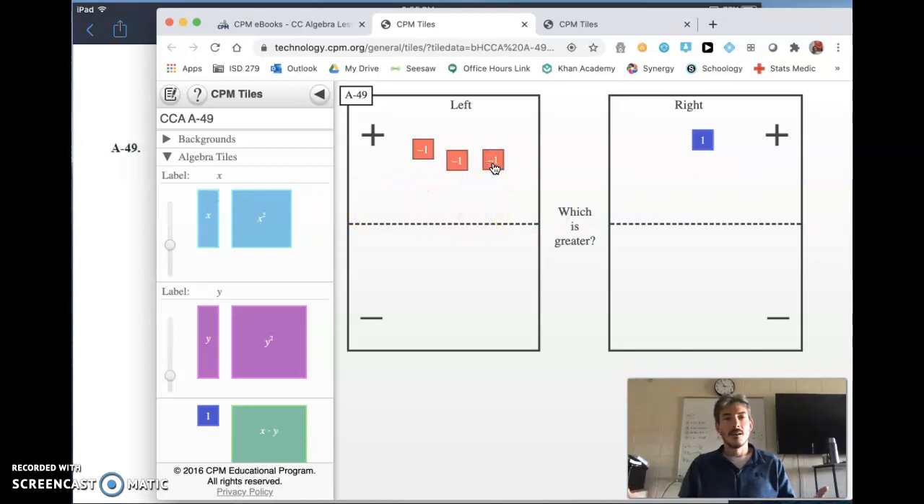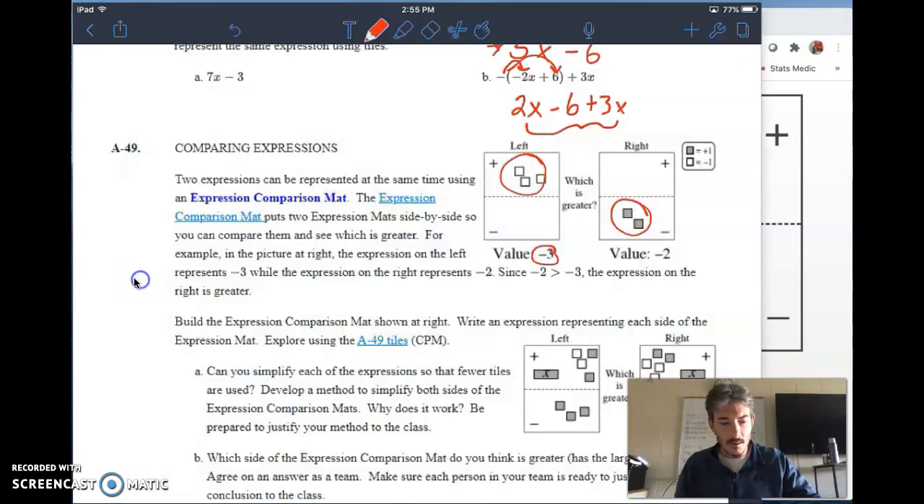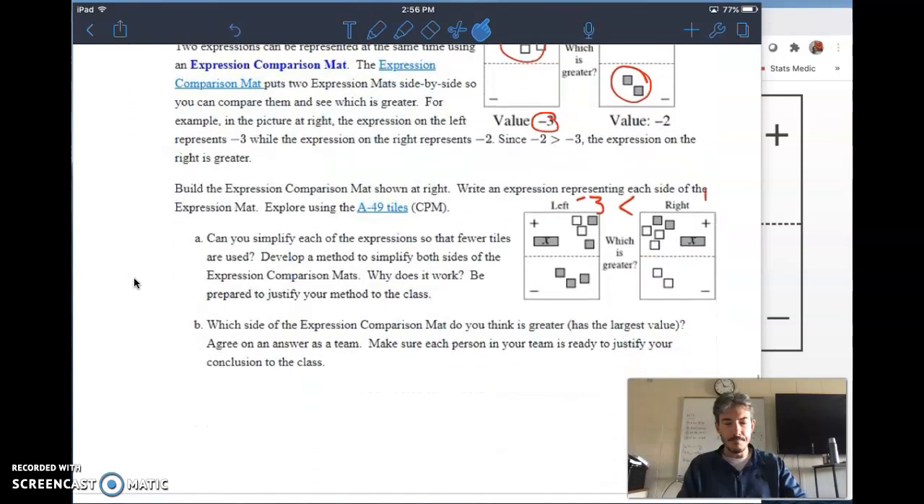Now, which one's bigger? Over on the left-hand side, I've got -3. Over on the right-hand side, I've got +1. And what I can do is I can call this thing -3, I can call this thing +1, and I can say that the left is smaller than the right, or the right is bigger than the left. Remember, the alligator eats the bigger number. We've got a method that is going to allow us to simplify both sides, and I'm kind of informally laying it out here.